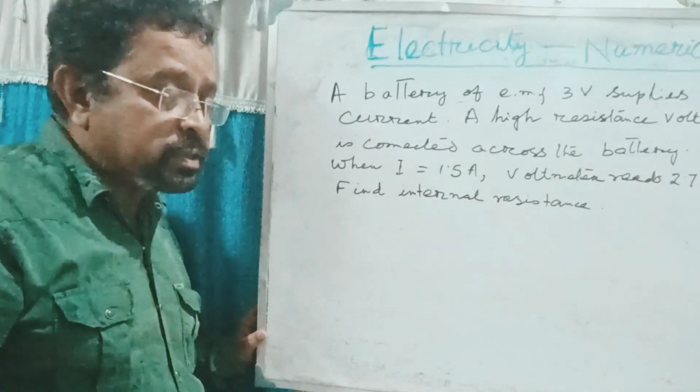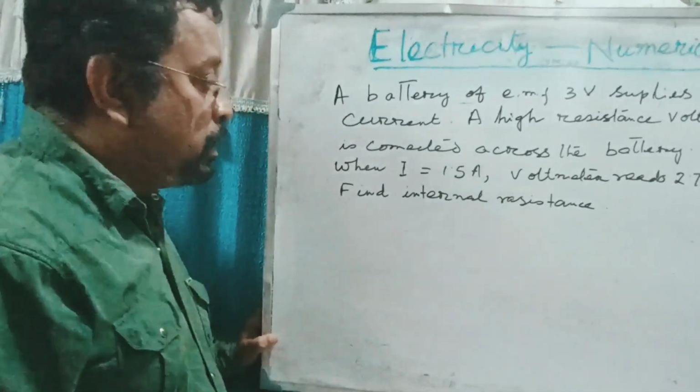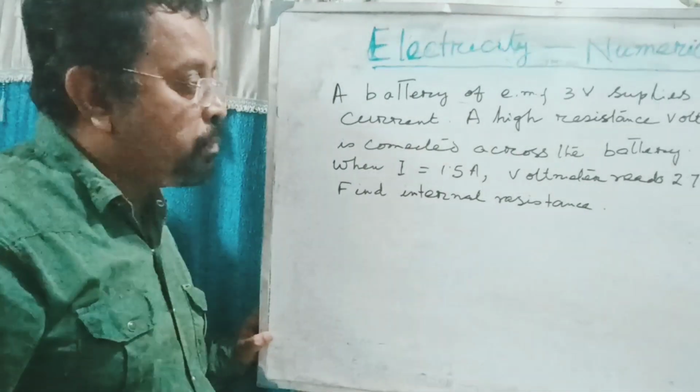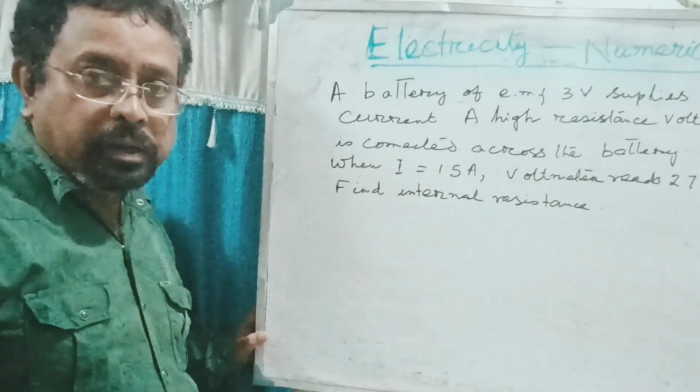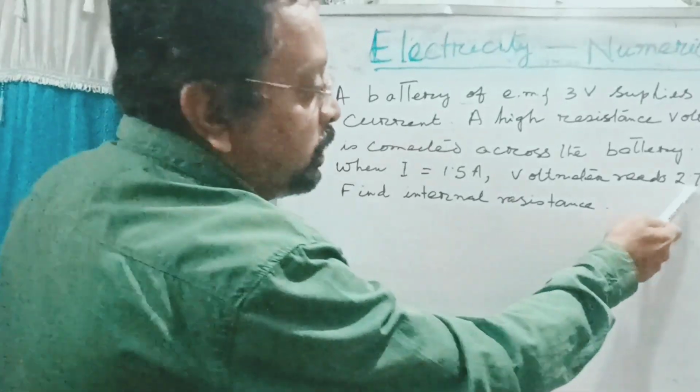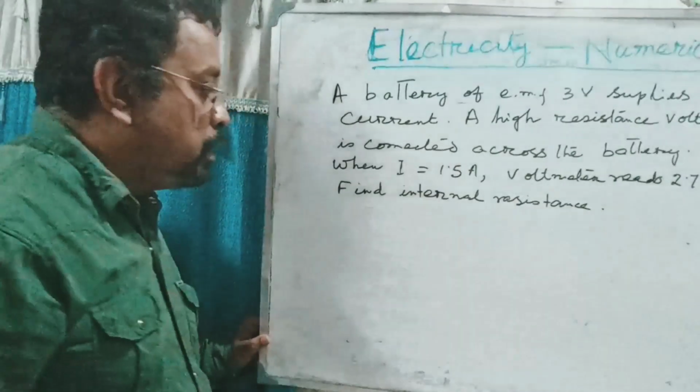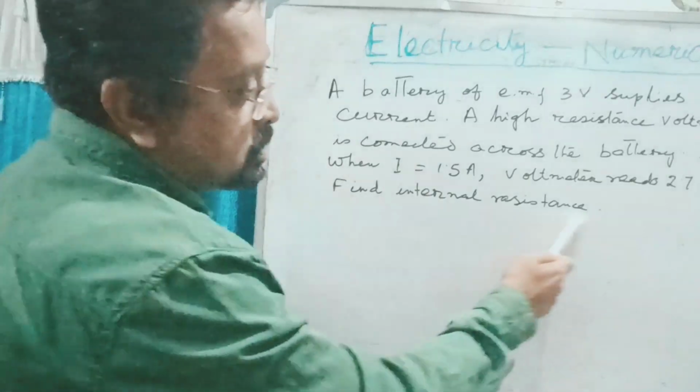The resistance is high, it is connected across the battery. Now when the current I = 1.5 ampere passes, the voltmeter reads 2.7 volt. Now you have to find the internal resistance. So internal resistance is how much?